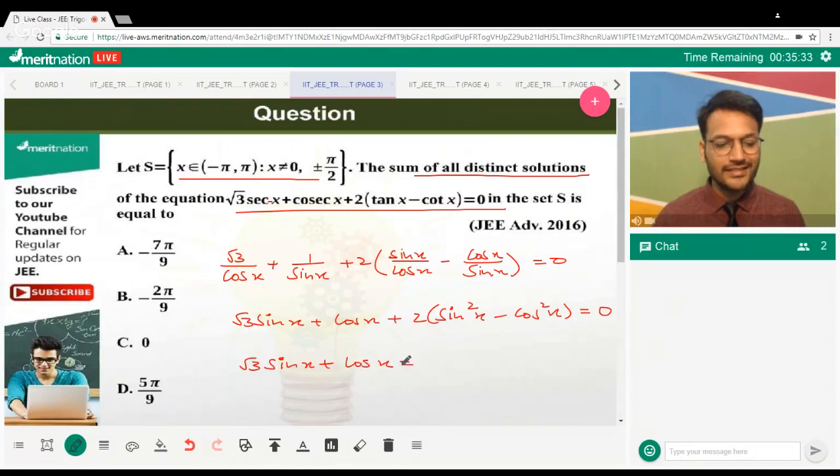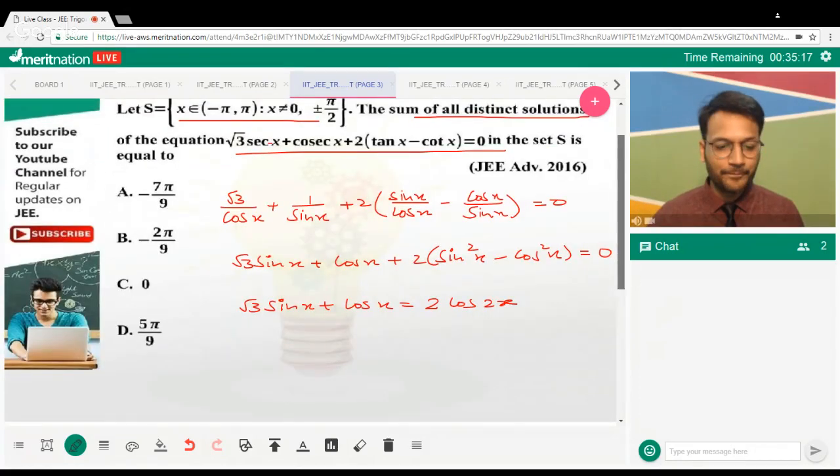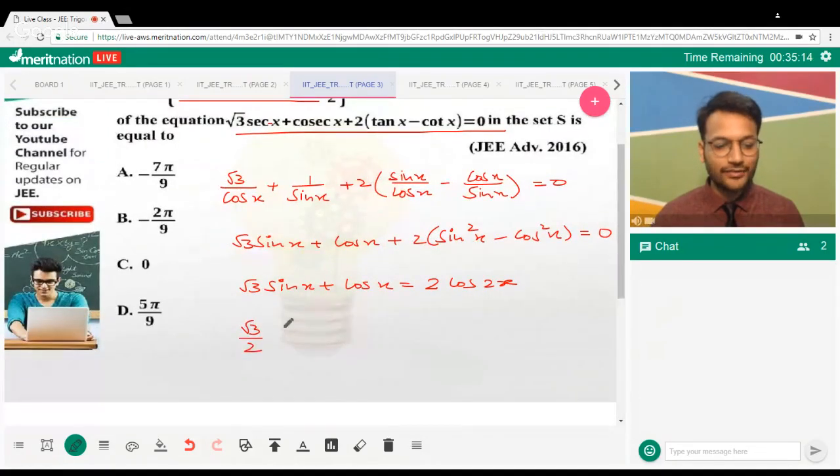Now this is something which you should see and realize. This is 2 cos 2x. Cos 2x is cos square x minus sine square x. So sine square x minus cos square x will be negative cos 2x. That can be taken on the other side. And now I hope you can realize one more thing, that you can divide or take this 2 on the other side.